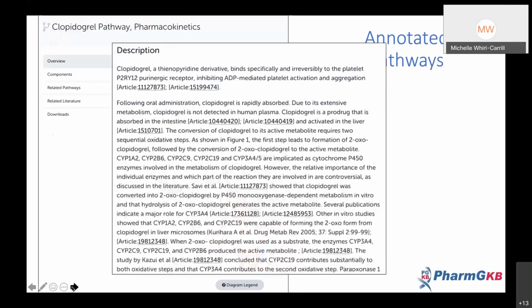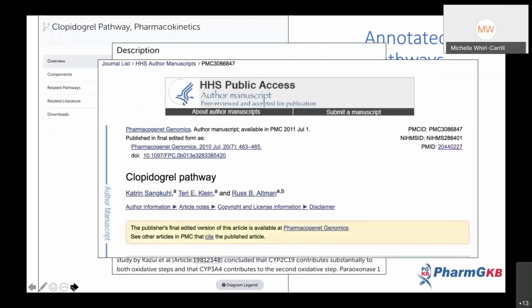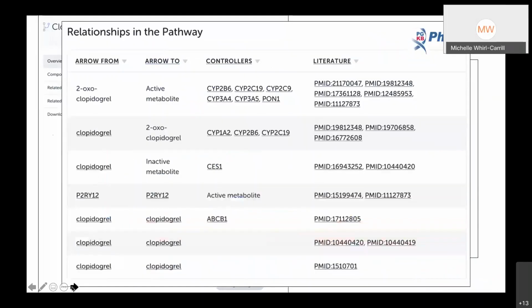There we go. We also, if you scroll down, have a whole description. And actually, the description is most of the time a paper that's actually published, oftentimes in the Journal of Pharmacogenetics and Genomics. So most of our pathways are published as well. And you can have access to that paper from our website if you want to read more about a particular pathway that we have created.